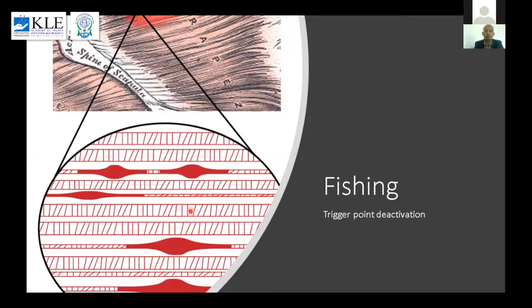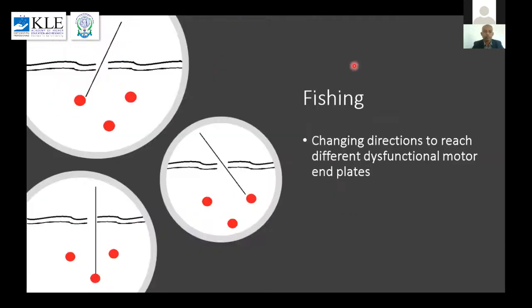So what do you do when you have multiple dysfunctional motor end plates? You insert the needle from one entry point. If you see here, you insert the needle from one entry point, and in this picture it is going vertically, then you pull back like pistoning, and then you push it in again in a different direction to touch another dysfunctional motor end plate. Then you pull back and change the direction to reach as many dysfunctional motor end plates as possible.